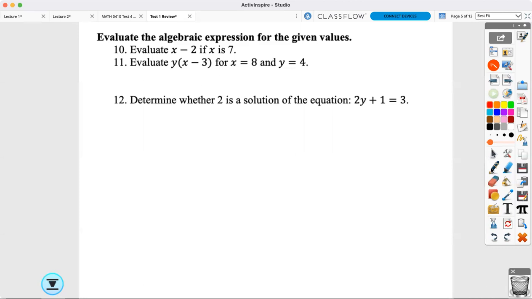Plug in 7. Yeah, for x, right? What do we get? 7 minus what? 2, which is 5. That was great.